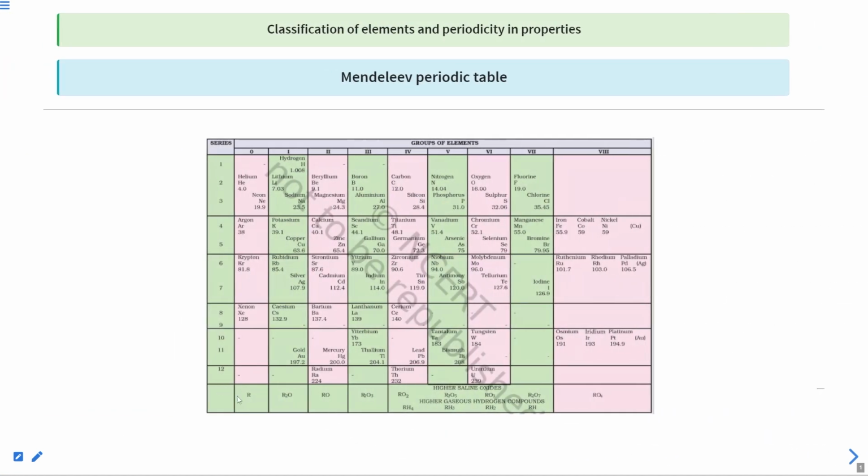Again, you can see that the compounds that can be formed are also mentioned. Since it is an inert gas, it will not form any oxide. Later on, oxides were discovered, but that is a different thing. At that time, it was considered that noble gases don't form any compound, so it is written as R. Then this is R2O, this forms RO, this forms R2O3, this forms RO2. Then with hydrogen it is given RH4, and R2O5.